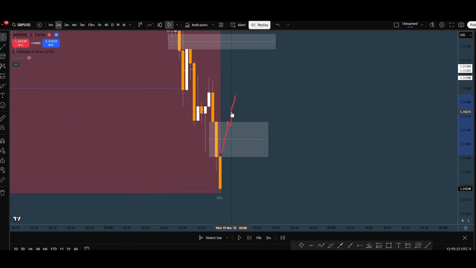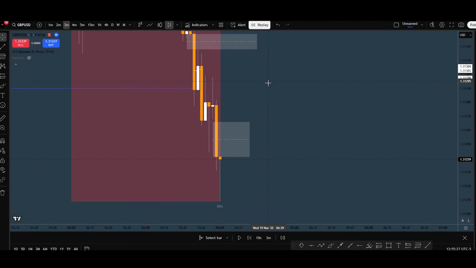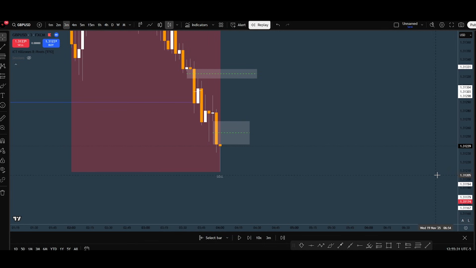And what about the 3 minute? Can we take this 2 minute IFEG? No, because there's also a 3 minute fair value gap. So I hope that made sense. That is how we refine our time frames.